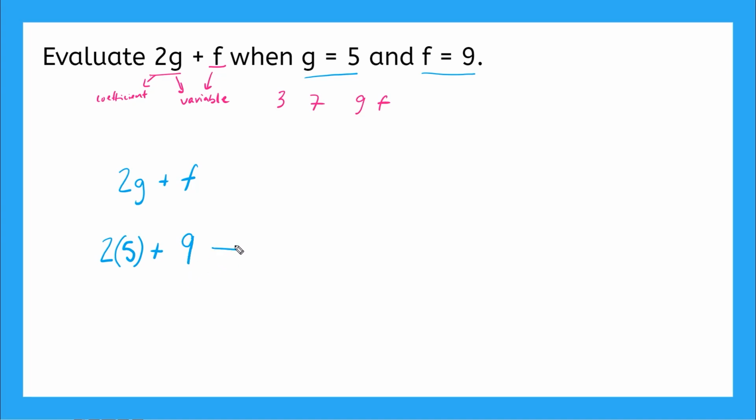Awesome. Now I can start to simplify using order of operations. So the first thing I do is I multiply. 2 times 5, that gives me 10 plus my 9, and if I add 10 plus 9, I get 19. Awesome, so that is the answer.